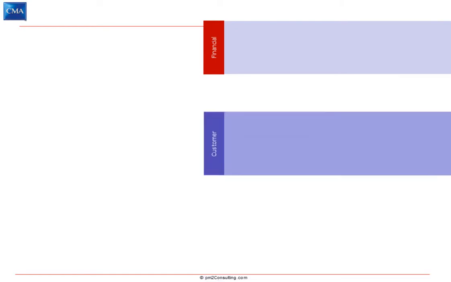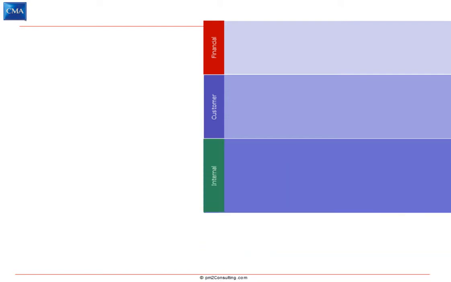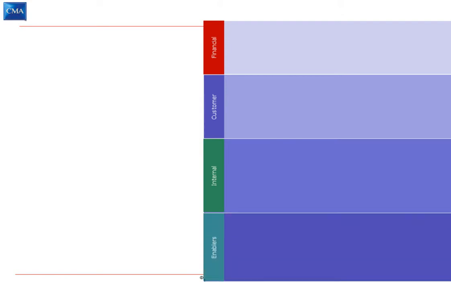The initial concept of the balanced scorecard describes 4 perspectives. Financial, what are your financial goals and how well are you achieving them? Customer, what your customers need from your organization and how well are you meeting those needs? Internal, what are your internal processes and how well are they performing? And finally, the enablers, what are the underpinning competencies, culture, and enabling structures that you need to be successful?